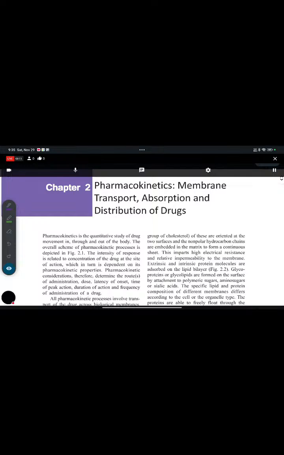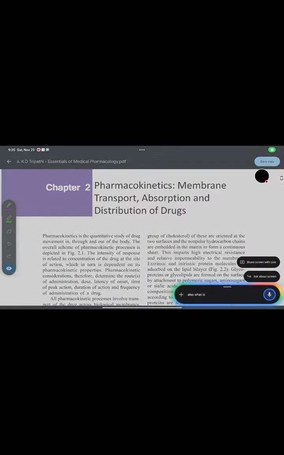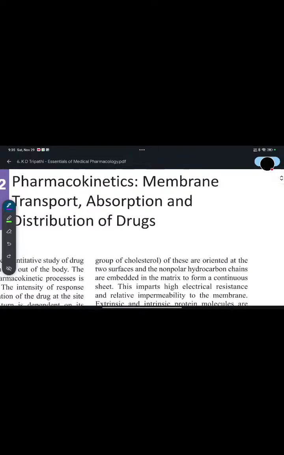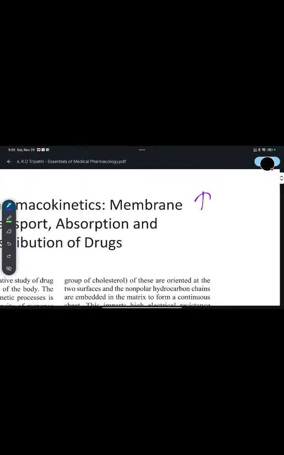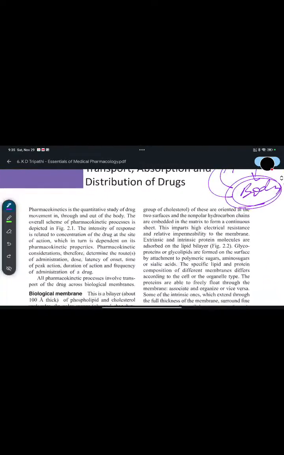If you remember, that day I mentioned and explained, pharmacodynamics is related to drugs. That means what drugs do to the body, and pharmacokinetics is totally opposite, vice versa. So in case of pharmacokinetics, what the body does to the drugs. Okay, so we will see today.